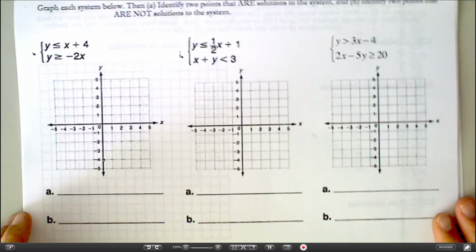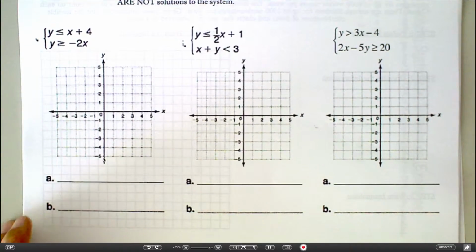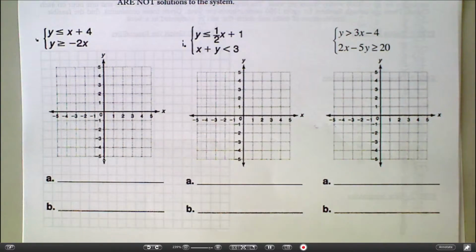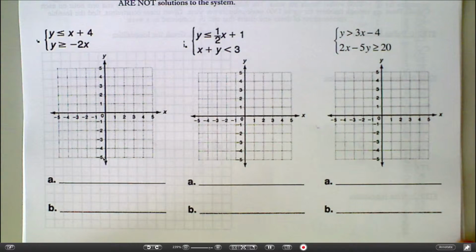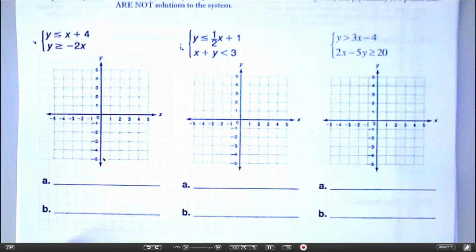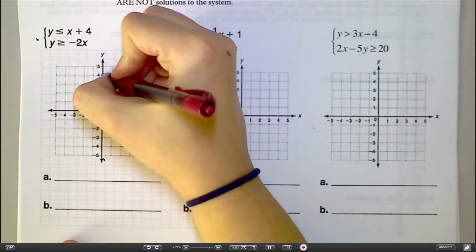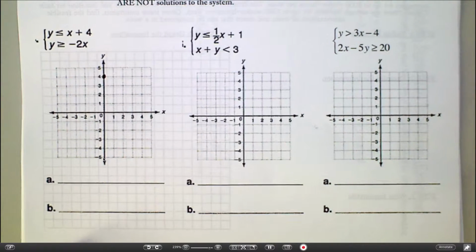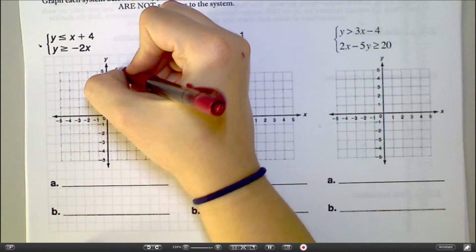Okay? So for that first one, y is less than or equal to x plus 4. Where am I going to start that graph? 4 on the y-axis, right? And my slope is 1, so you're going to go up 1 over 1.